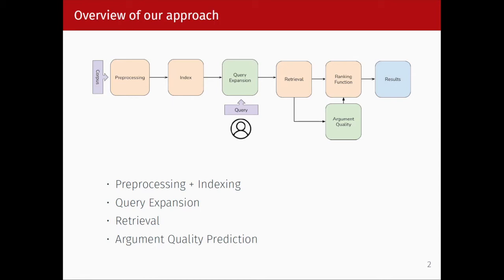After that, we expanded the user query using a BERT substitution approach. Retrieval was done using a Dirichlet language model, and after that, we re-ranked the list of results by taking into account quality predictions by using models from the BERT family. We will now analyze each of these steps in the following slides.